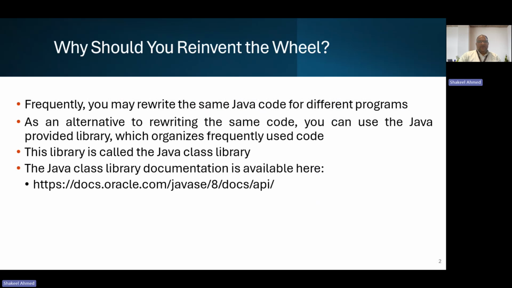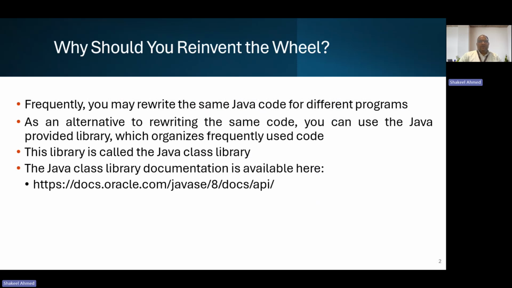So you can see here that frequently you may rewrite the same code for different programs. Generally it happens that we write a set of programs, and in that set of programs there may be something which will be repeated. So we don't want to use the repeated things. And also there may be some part of the code which is already written, and we want to use that code in our programs, maybe many number of times, or depending upon the type of applications.